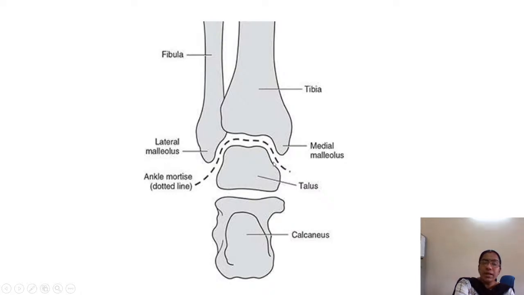When you see the medial part, the articular facet is comma-shaped and articulates with the medial malleolus. When you see the lateral aspect, it is triangular-shaped, which is the triangular facet for the lateral malleolus. Here the distal articular surface is the body of the talus. This is the proximal, this is the distal. The distal articular surface of the body of the talus consists of superior, medial and lateral surfaces.